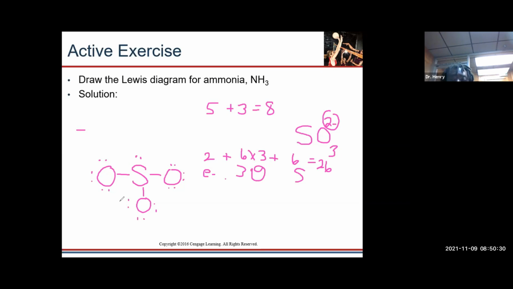Now let's count how many are around each of the different elements. That's 2, 4, 6, 8 around sulfur. That's 2, 4, 6, 8 around each of the oxygens. And then the last thing we want to do is put it in brackets and put the charge on it, because it's an ion, just to remind us that it is an ion. You guys see that? Yes, no, maybe?